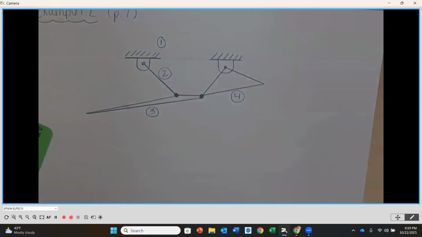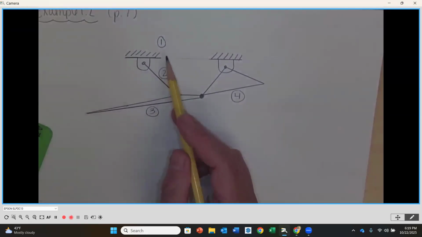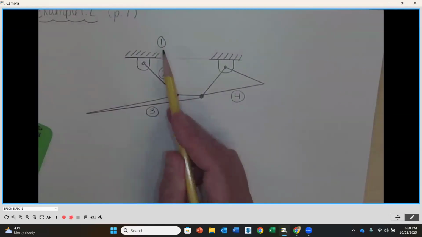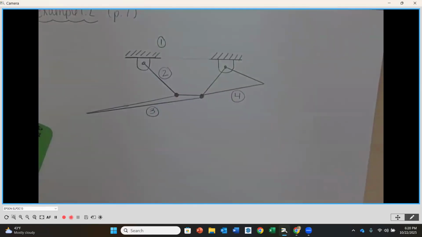Okay. So I've got 4 links in my mechanism. Number 1 is the frame. Remember, it's a stationary link. 2, 3, and 4. 4 links.